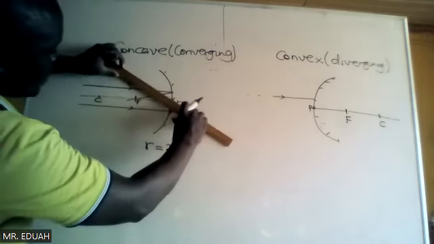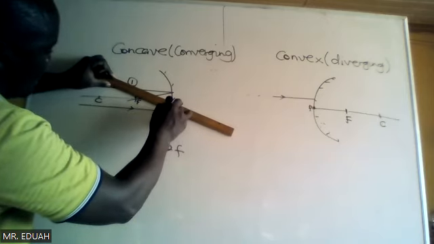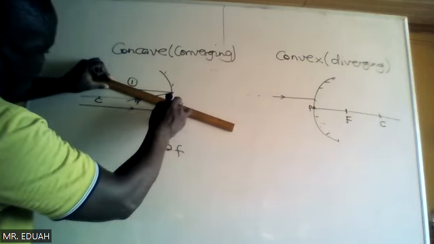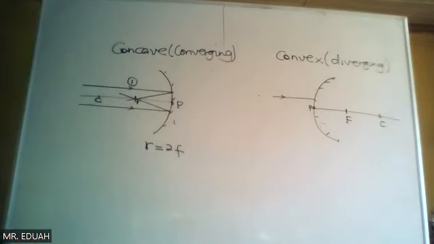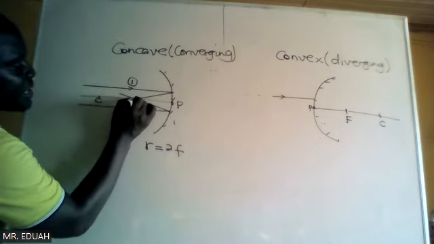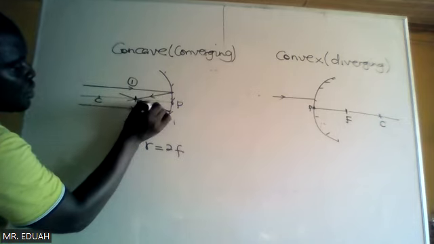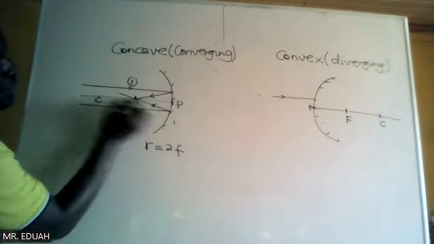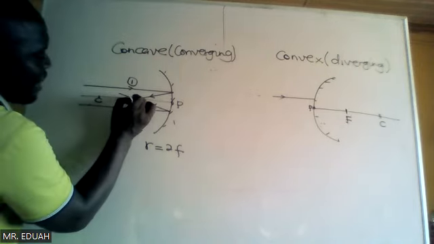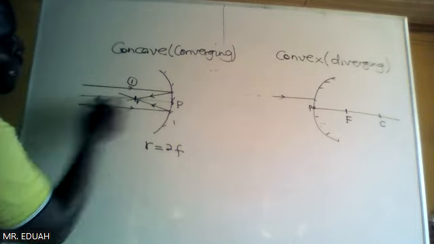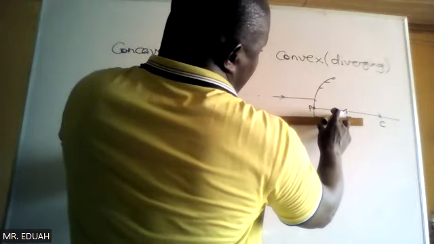So this one, once the ray is parallel and close to the principal axis, after reflection it has to either converge at the principal focus or pass through. So incident ray, reflected rays. After reflection, the rays either converge at the principal focus or they pass through. Let me draw it for two rays.